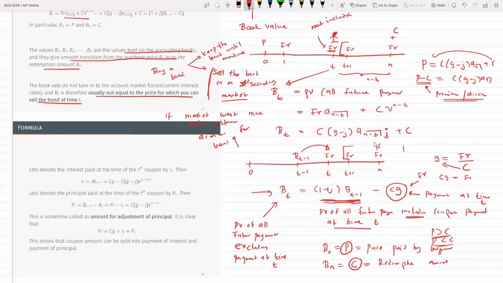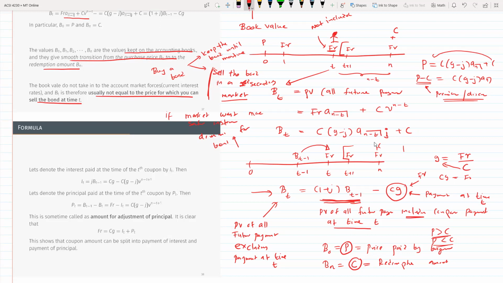Because if you keep it until maturity, you will receive only the coupon amount and the redemption amount. But if the market demand goes up, it's basically supply and demand. If there are not enough bonds, then of course the bond price is going to go up, and you can sell it at a higher price, maybe even higher than your purchase price. So it depends on the situation. Okay?